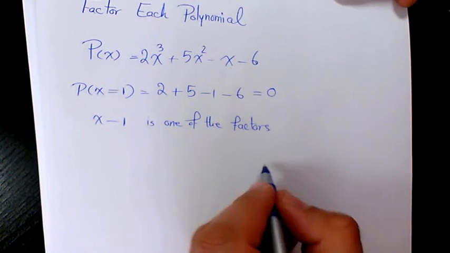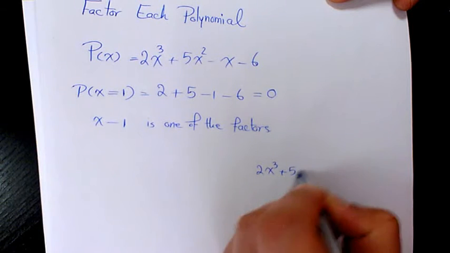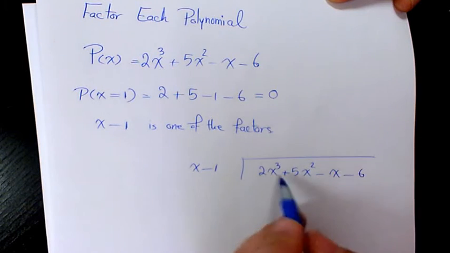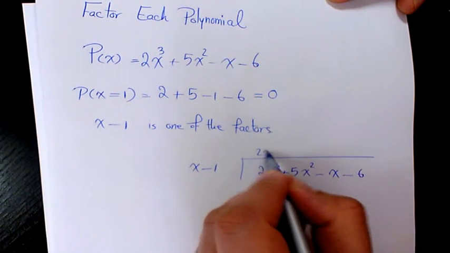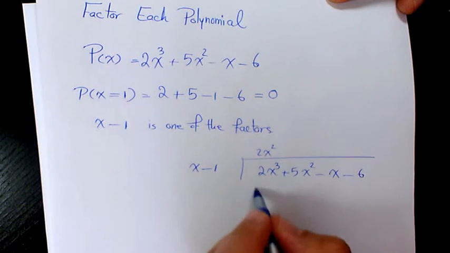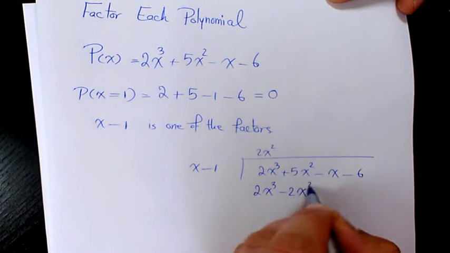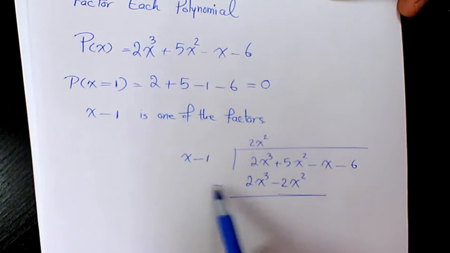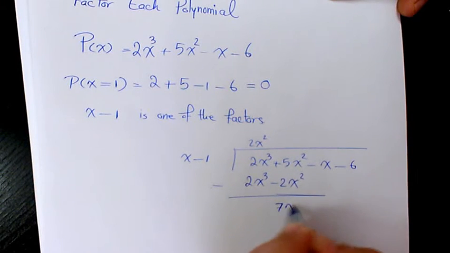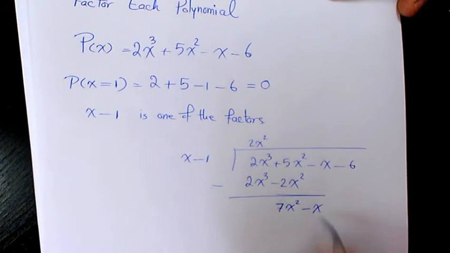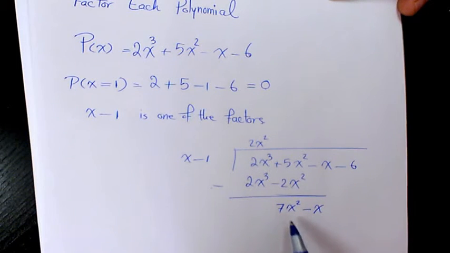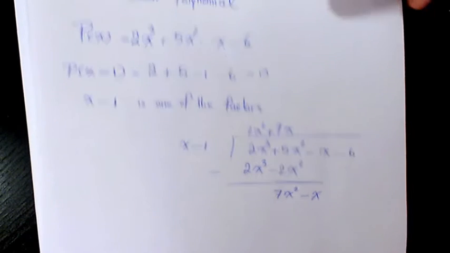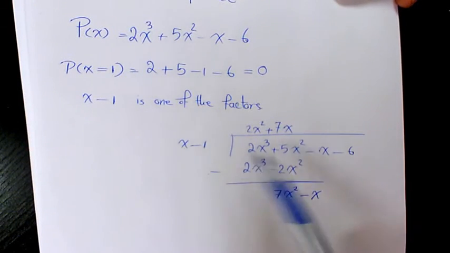Next, we divide 2x cubed plus 5x squared minus x minus 6 by x minus 1. 2x cubed divided by x is 2x squared. When you multiply it, it's 2x cubed minus 2x squared, and when you subtract, these two cancel out, and we have 5x squared minus negative 2x squared, which is 7x squared. You need to bring the next number down. 7x squared divided by x will be 7x.